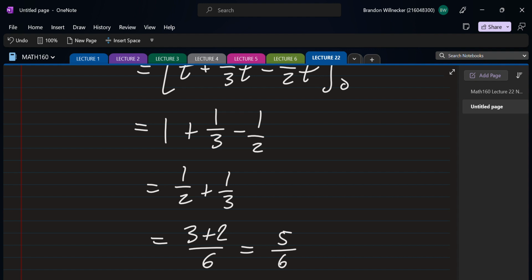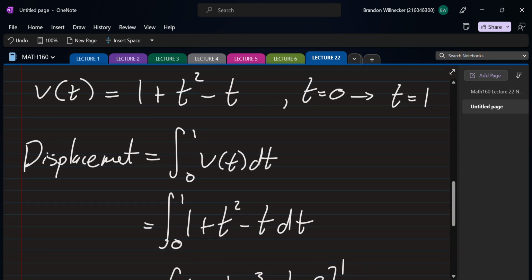So this particle started wherever, and then over this time interval, it ended up at positive 5 over 6 on the x-axis. We can even put a plus there, so we know that it ended up on the positive side of the x-axis. Because this is displacement, it can be positive, it can be negative, it depends on where you end up. Okay, so that's displacement. What about the distance?